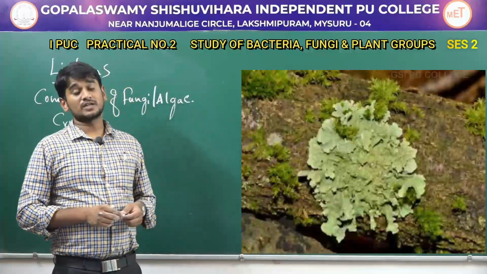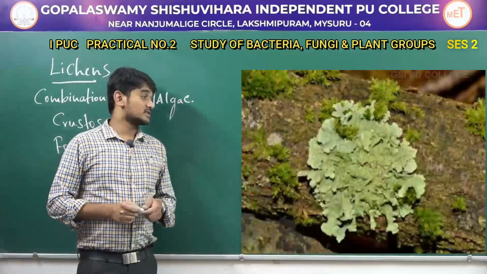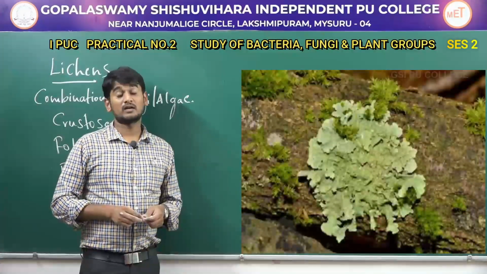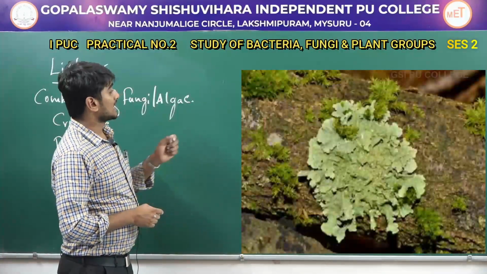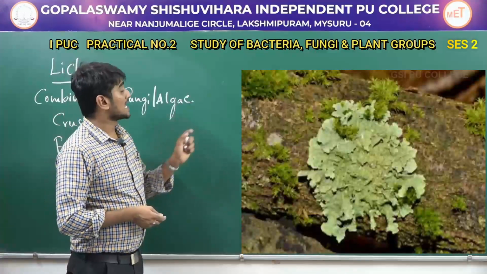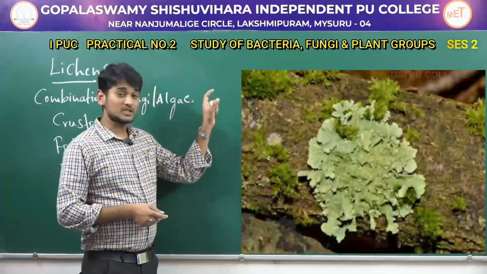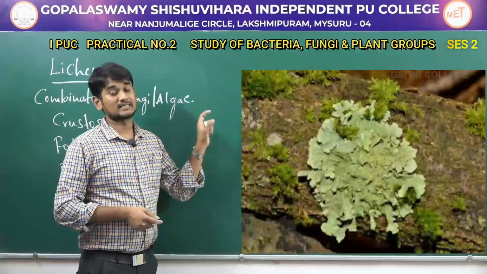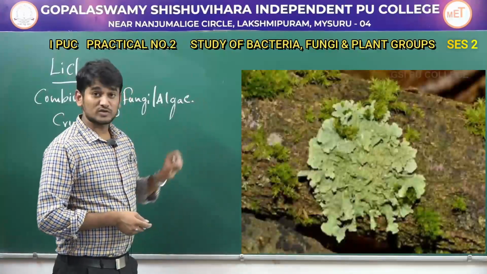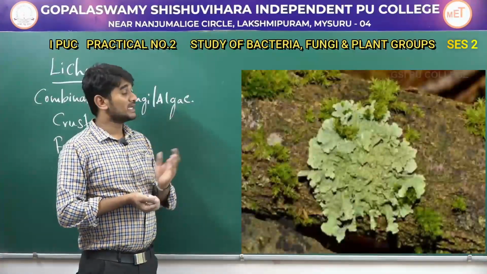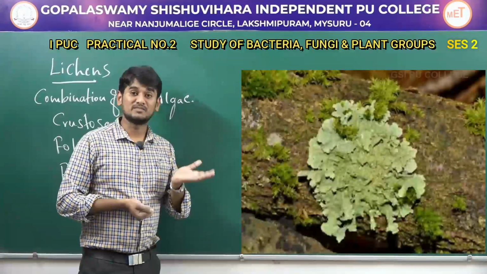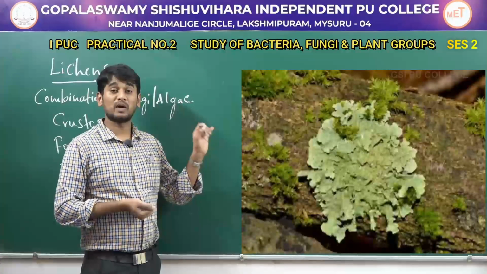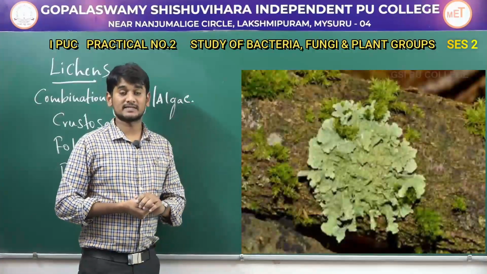The first one is crustose. Yes, on the right side we can observe the picture of crustose lichen. In crustose lichen the thallus is thin and flattened without lobes. There are no lobes in this lichen, and it is attached to the substratum by its lower surface. Substratum means supporting object.